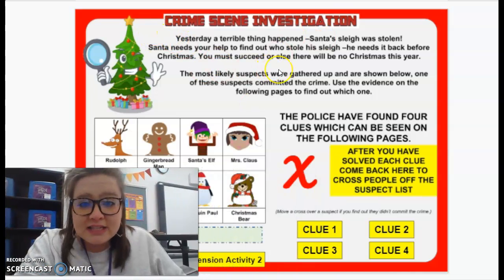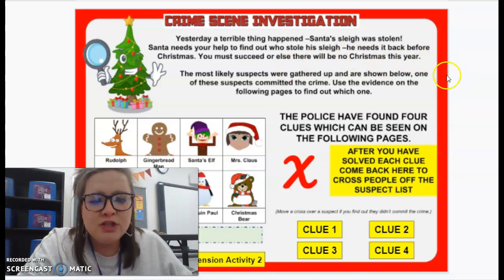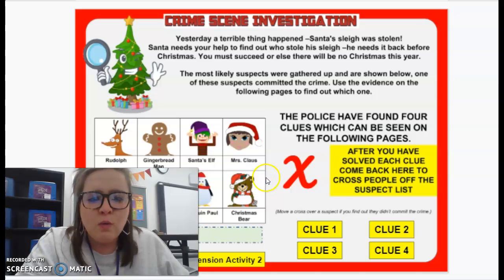It says, yesterday a terrible thing happened. Santa's sleigh was stolen. Santa needs your help to find out who stole his sleigh. He needs it back before Christmas. You must succeed or else there will be no Christmas this year. The most likely suspects were gathered up and shown below. One of the suspects committed the crime. Use the evidence on the following pages to find out which one.